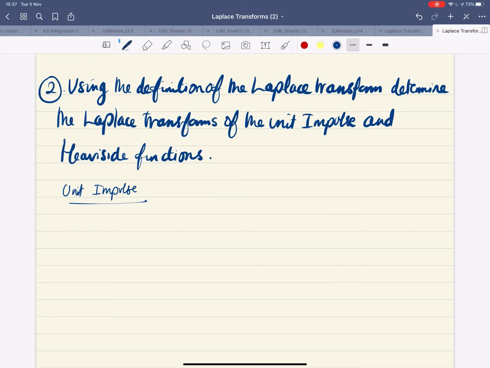Okay, so this function, delta t, is equal to infinity if t is 0, and it's equal to 0 if t is not equal to 0. Okay, and then by definition, we have the integral from minus infinity to plus infinity of delta t dt is 1.